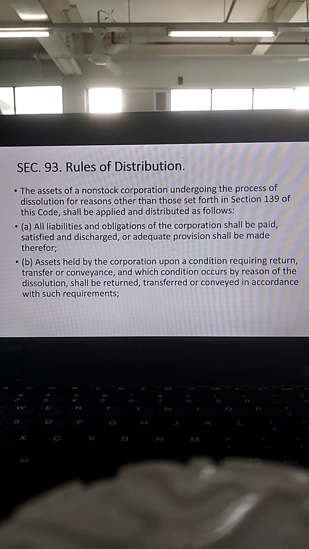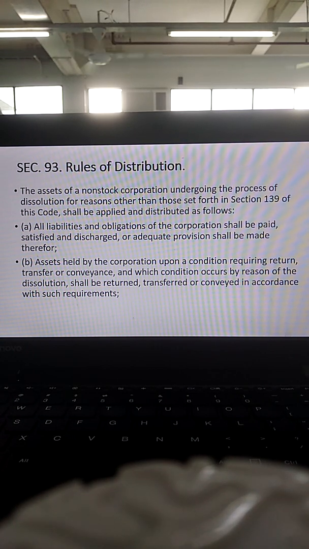Okay? So first of all, the liabilities and obligations of the corporation shall be paid. Dapat po mabayaran po ang utang ng korporasyon. Okay? Satisfied and discharged, or adequate provision shall be made therefor. Okay? So what is clear here is that the corporation's obligations and liabilities shall be discharged first. Meaning, dapat po mawala po yun, mabayaran na po yun.